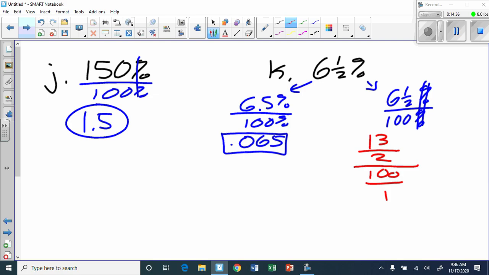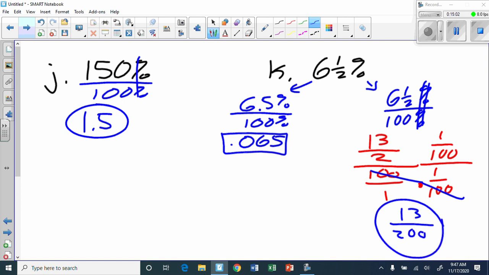Because watch what happens. If I multiply this by 1 over 100 and multiply this by 1 over 100, remember, the same thing over the same thing is equal to 1. But the whole bottom's going to cancel. 13 times 1 is 13. 2 times 100 is 200. That's my fraction answer, 13 over 200. And if we wanted to make that a decimal, we could do 13 divided by 200. Or we can multiply this by 5 and 5. We get 65 over 1,000. That's 65 thousandths.